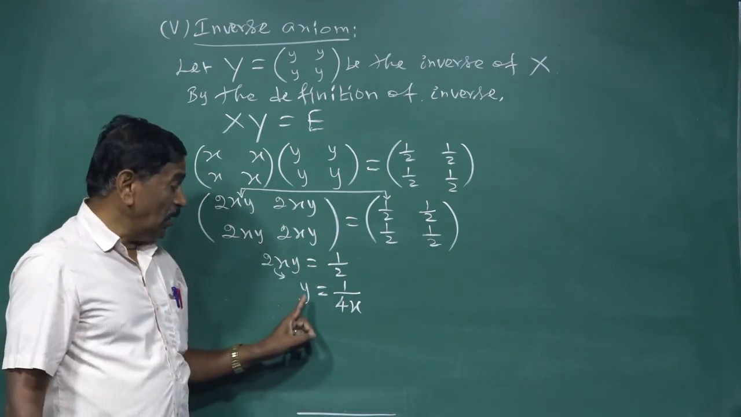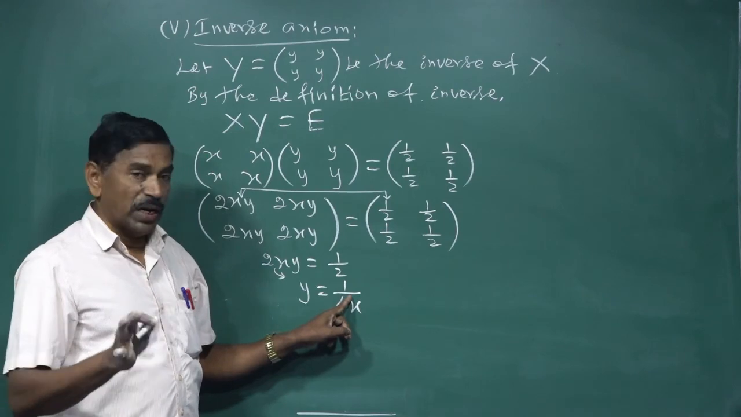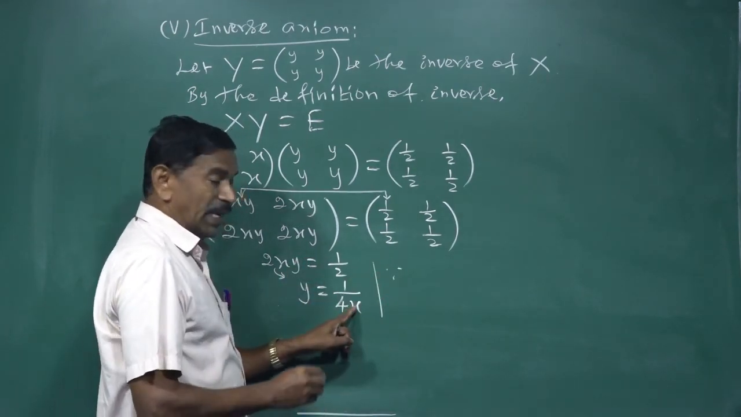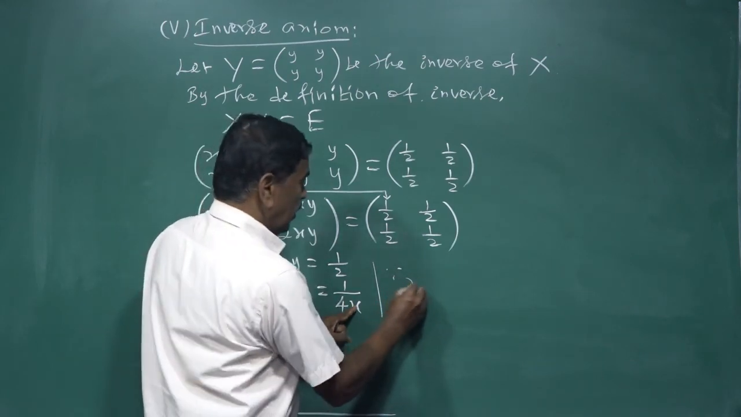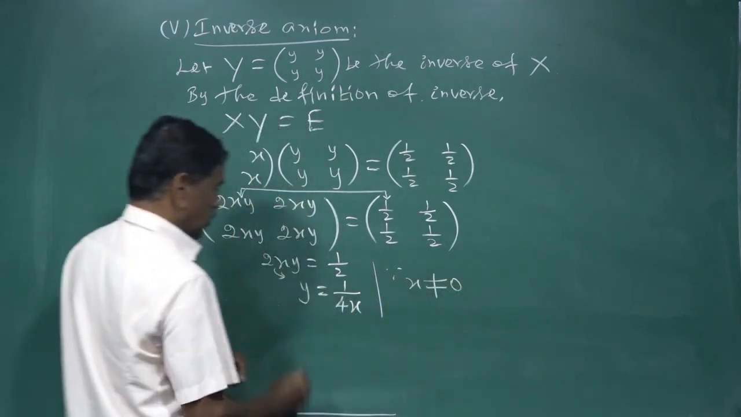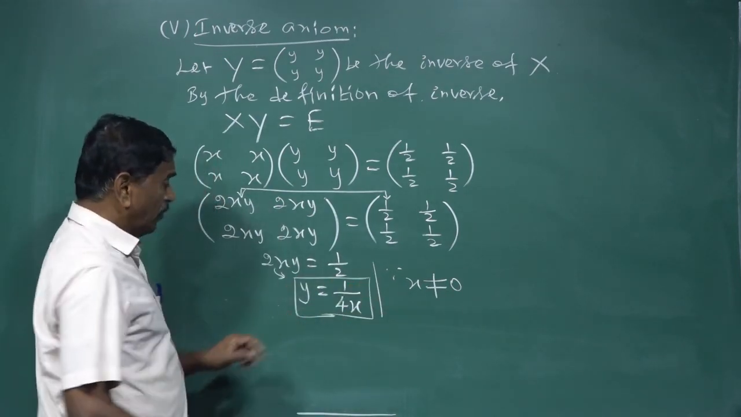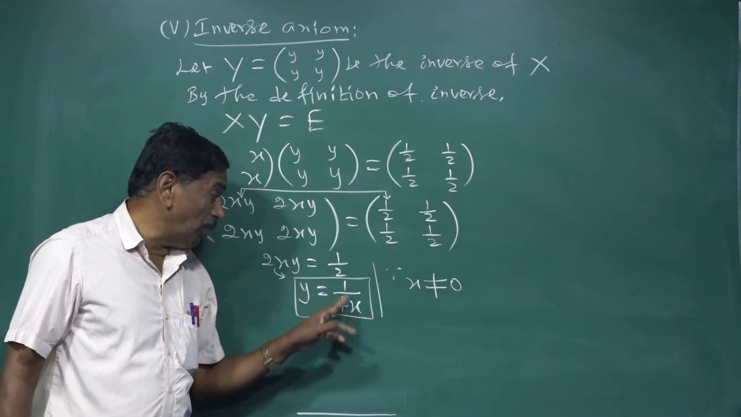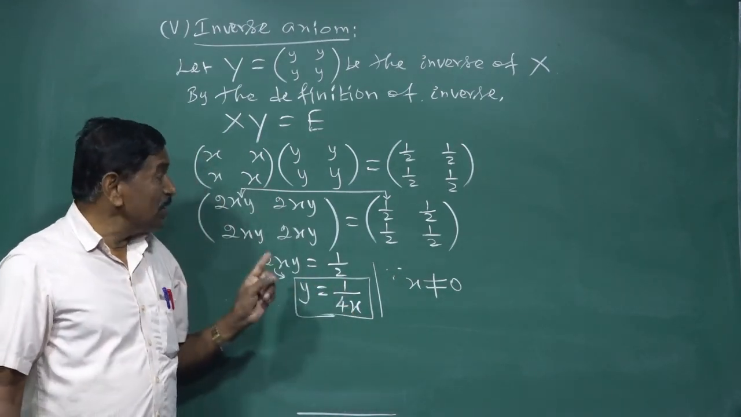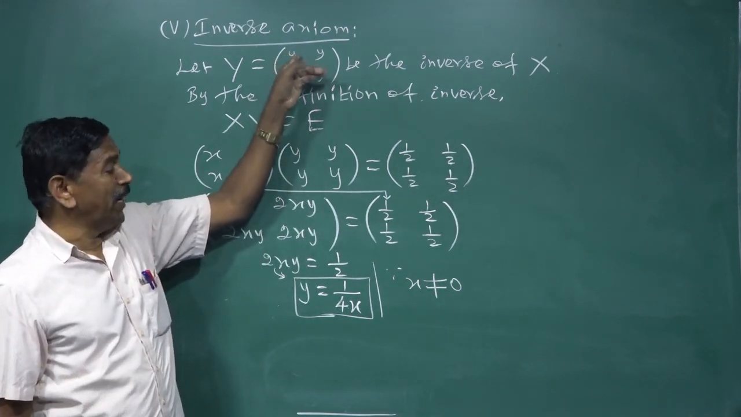Now listen, y equal to 1 by 4x. This 1 by 4x does not belong to M, so don't write it like that. But here we have the rider: the denominator x is not equal to 0. That is important. X is not equal to 0. Can you tell me whether y equal to 1 by 4x itself is the answer? No, because we need the answer in matrix form.